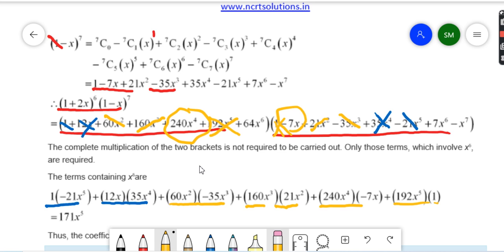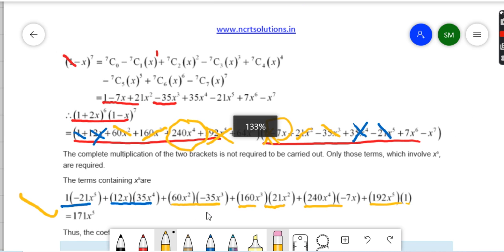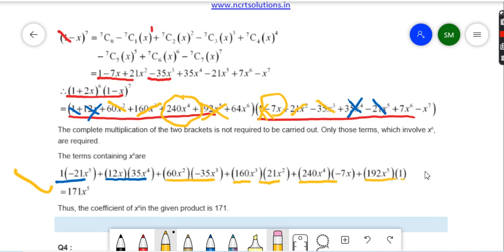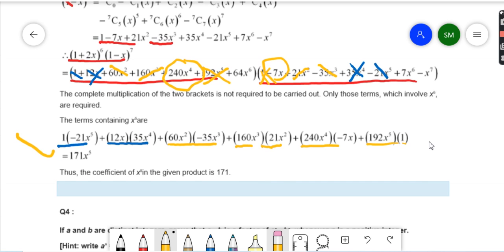Now everywhere x raised to 5 is common, and when you simplify you will get 171. You can calculate it, use a calculator, no problem at all. Okay, you can see the sum is not difficult, but you have to be very careful when you are taking the cross multiplication, or I would like to say arranging the terms. Alright.